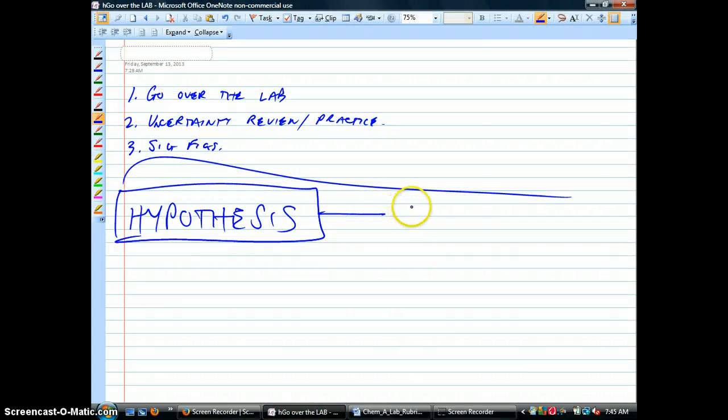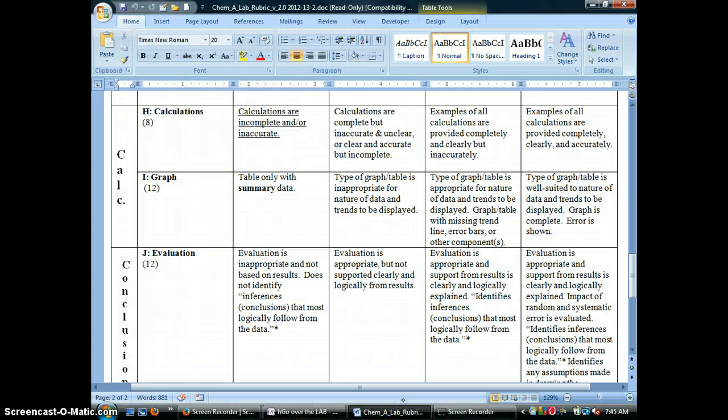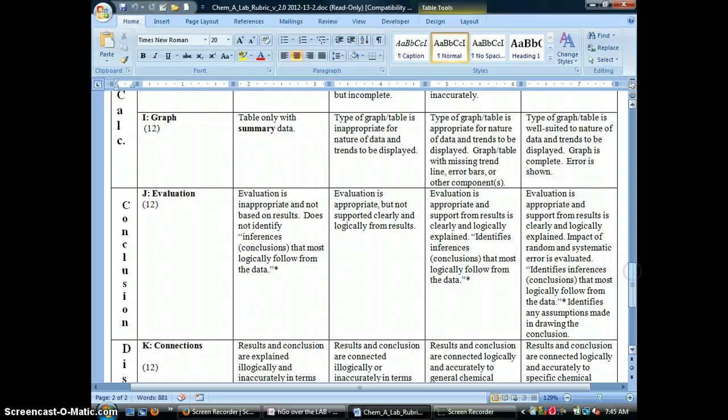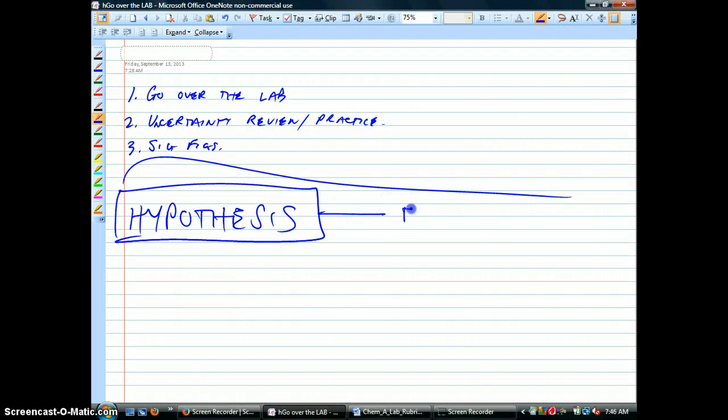The hypothesis, and we want to talk about the hypothesis and the evaluation. The evaluation is the conclusion. The reason I call it evaluation is because in your conclusion you are evaluating your hypothesis. So this is at the end of the report, and this is where you return to your hypothesis and draw a conclusion about the hypothesis. So that's called the evaluation. And so I'm going to pair these two.